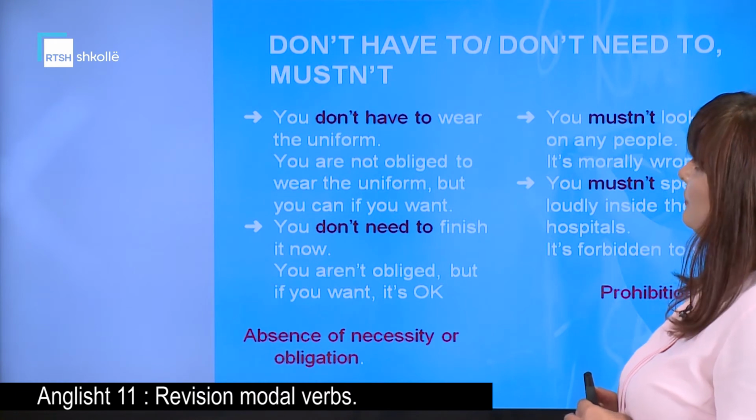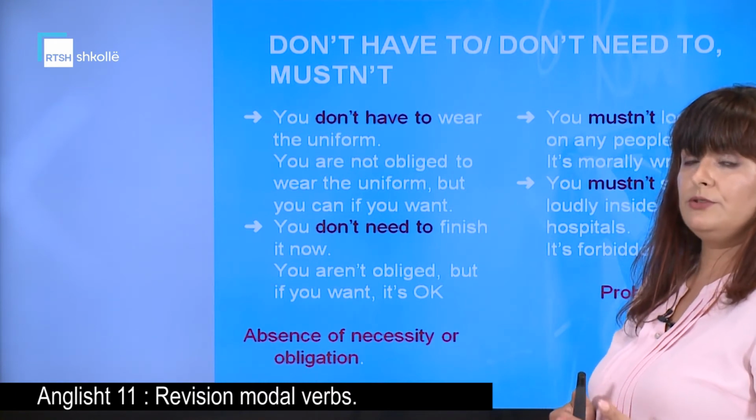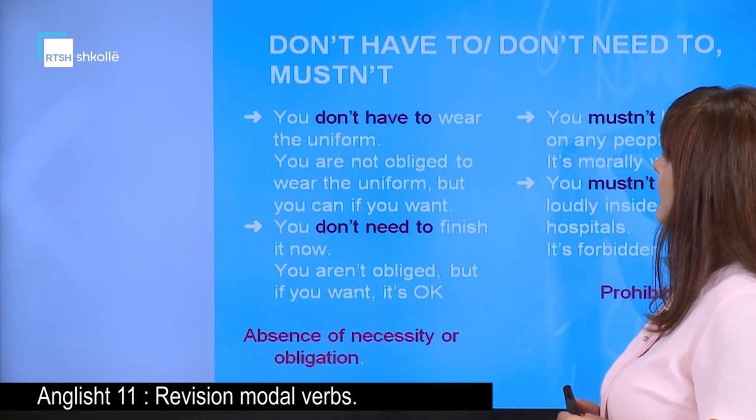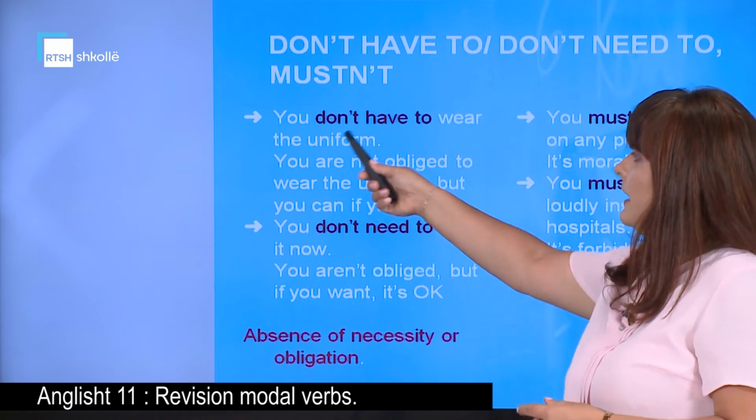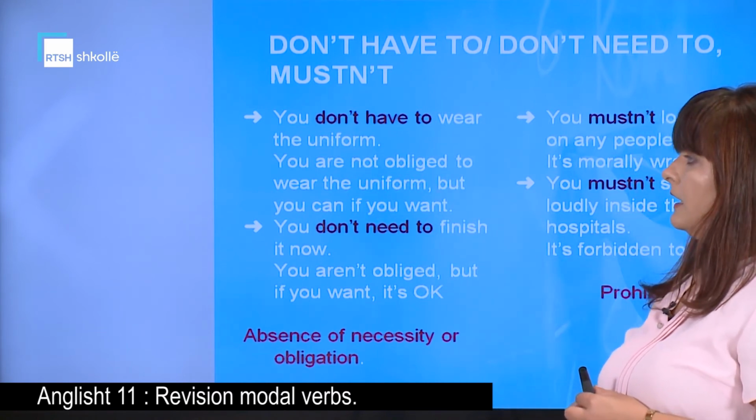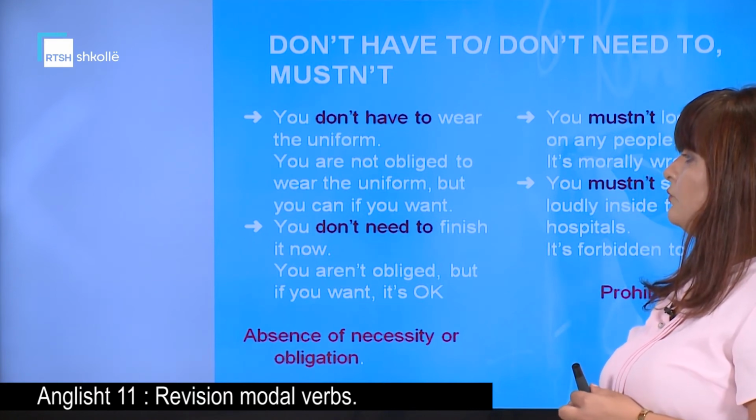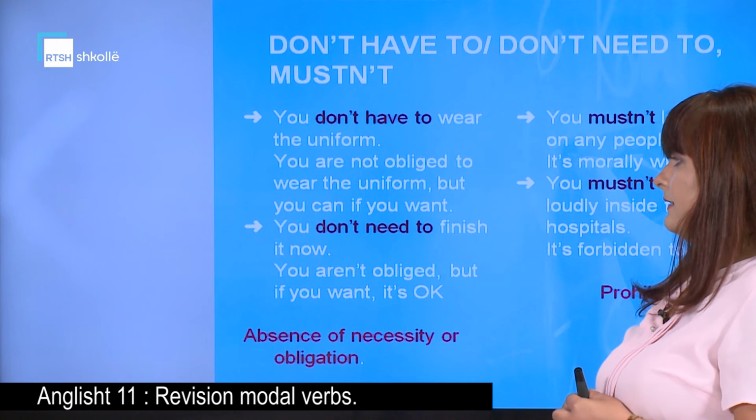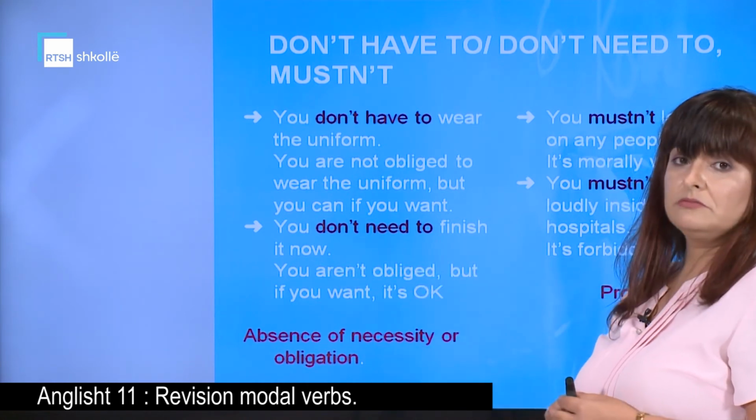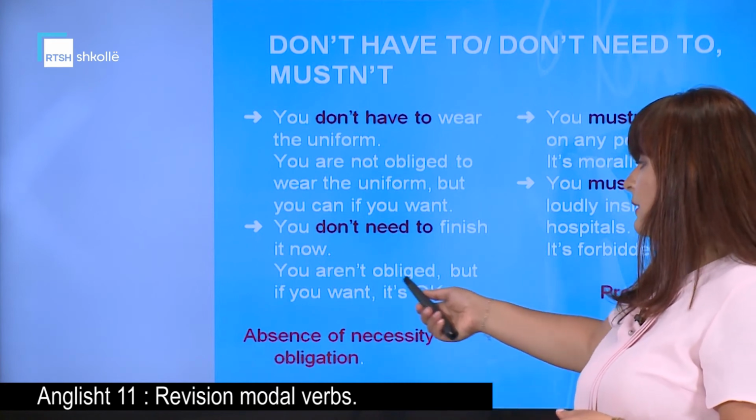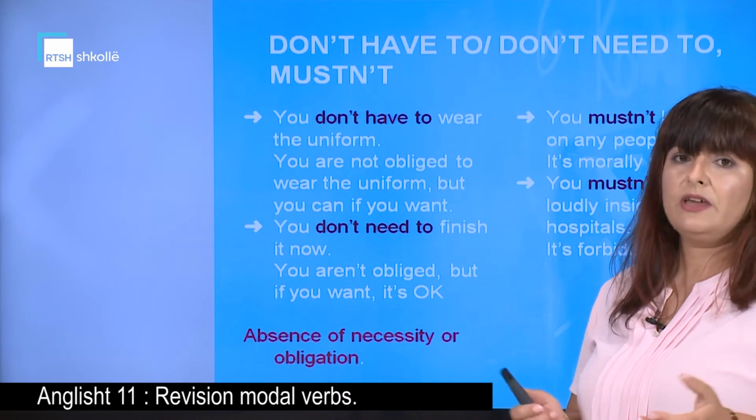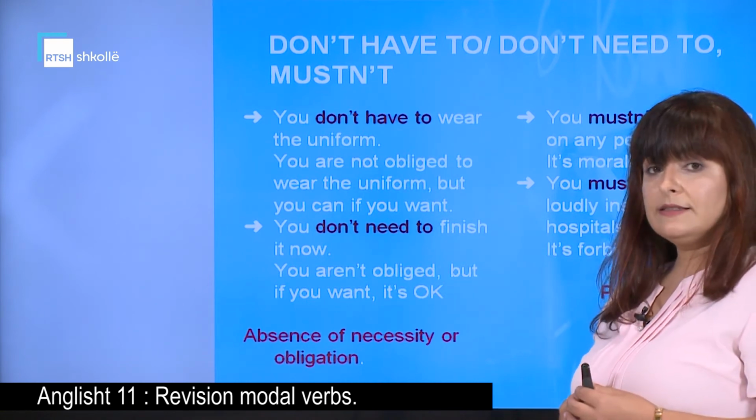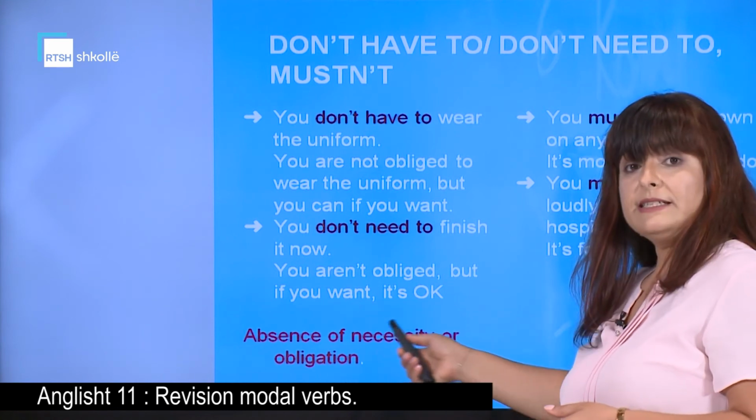But let's take the negative form of these modal verbs. Have to, don't have to. Must, mustn't. Do they express the same thing? Let's have a look. You don't have to wear the uniform. Don't have to is a modal verb. What does that mean? You are not obliged to wear the uniform, but you can if you want to. Another sentence. You don't need to finish it now. What does that mean? You aren't obliged, but if you want, it's okay. It's no problem. Don't have to and don't need to express absence of necessity, lack of necessity or obligation.